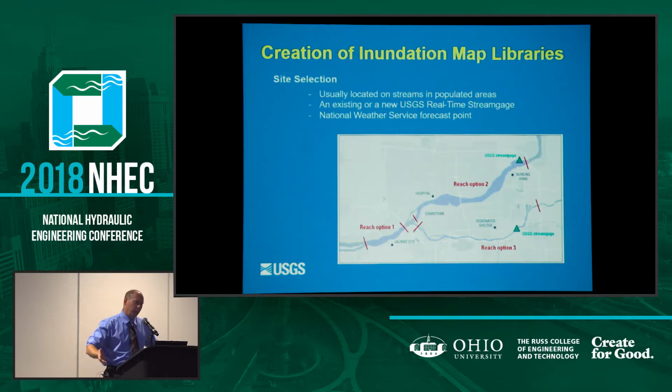Usually there are streams in populated areas, and it's with an existing or new USGS real-time stream gauge. You've got to have a USGS gauge. And it also has to be a National Weather Service flood forecast point.